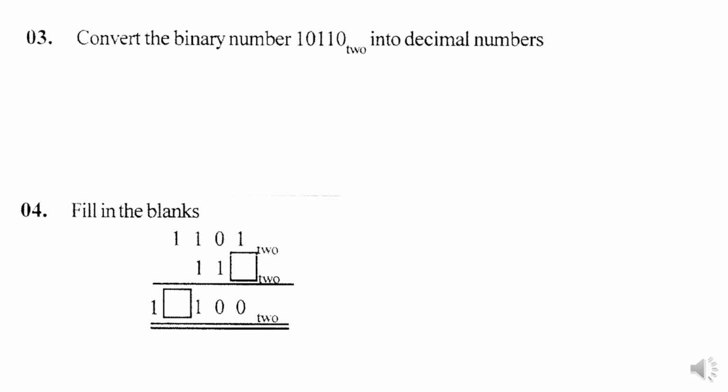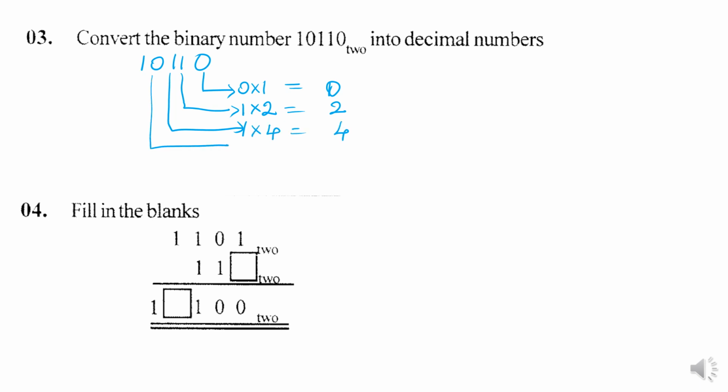Convert the binary number 10110 into a decimal number. In this case you get this number 10110, and this means 0 into 1 equals 0, 1 into 2 equals 2, 1 into 4 equals 4, 0 into 8 equals 0, and 1 into 16 equals 16. You add all these and you get the number in decimal. 2 plus 4 is 6, and 6 plus 16 is 22.